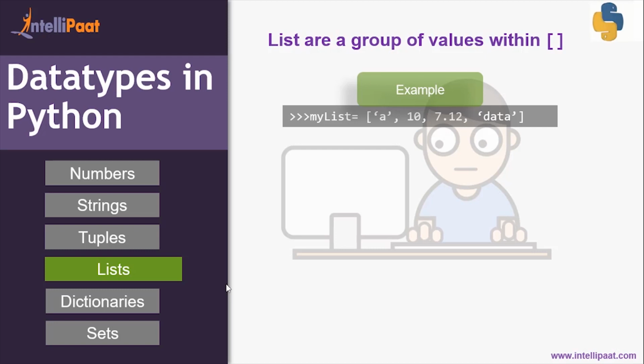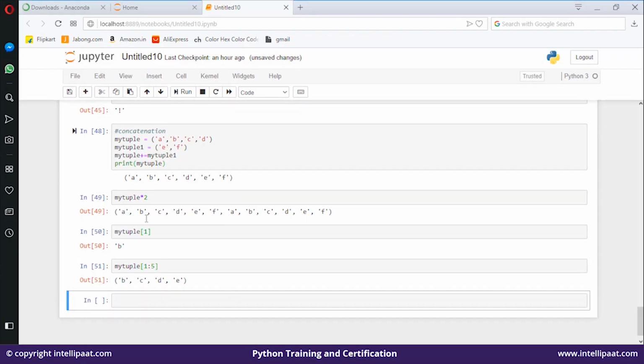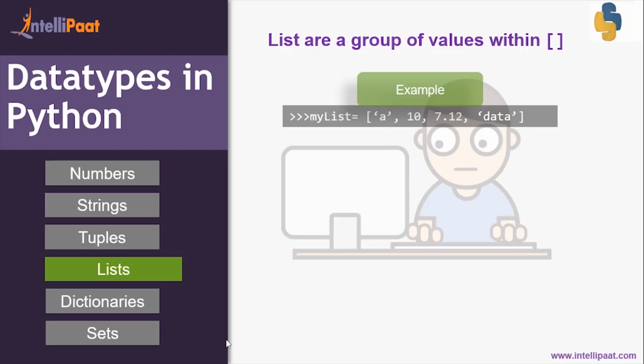Fine. Let's get back to our notebook and define a list. So this is my list. My list equals, within brackets, a string, a number, a decimal, and a string with multiple characters. Fine. So this is my list. Now let's see what operations we need to perform on it.